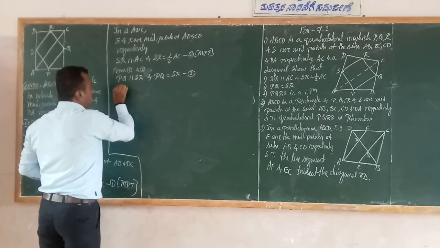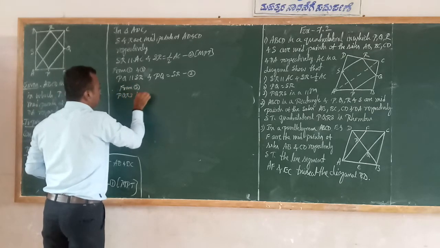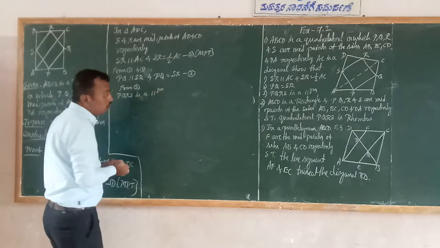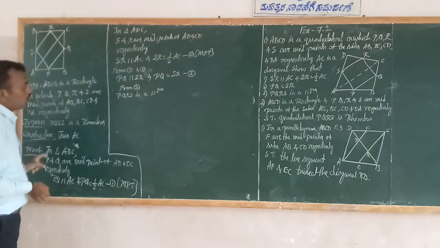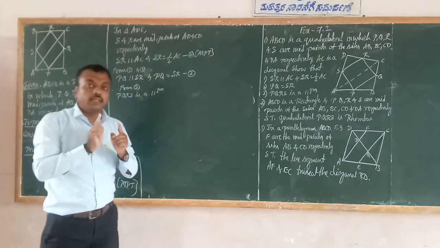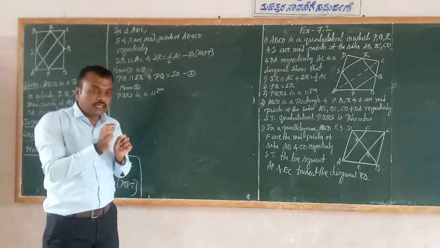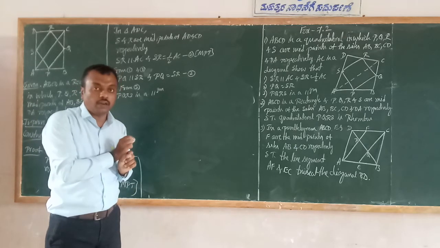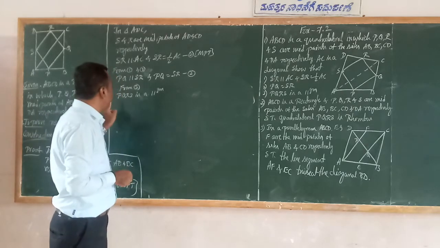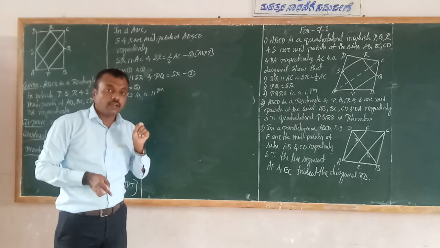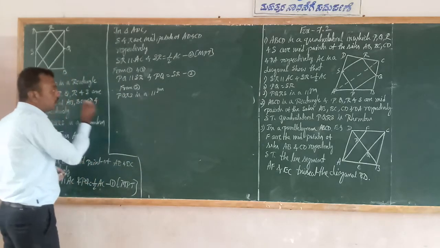Therefore, from 3, PQRS is a parallelogram. But we want to prove that PQRS is a rhombus. In a rhombus all sides are equal. In a parallelogram, when the adjacent sides are equal, all sides are equal. If we prove that any one pair of adjacent sides are equal, then it is called a rhombus.